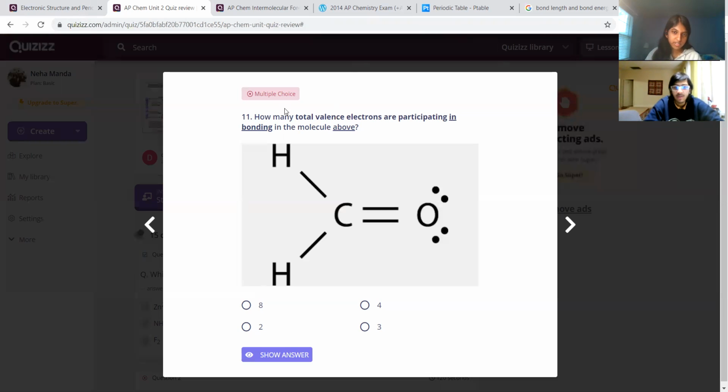Okay, so total valence electrons in bonding. Just count up all of them. So this should be 1, 2, and then plus 4, so 6, and then plus 6 is 12. But these 4 do not participate in bonding because they're not. So it should be 8, I think. 12 minus 4 is 8. Let's see. Yeah.